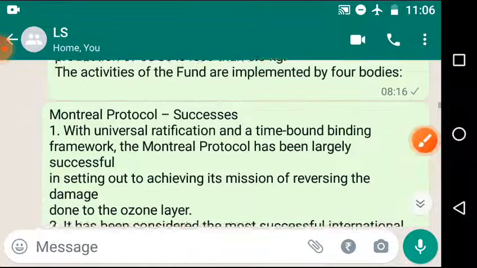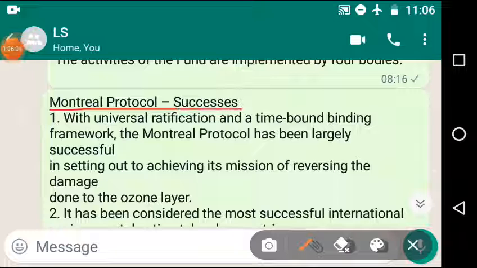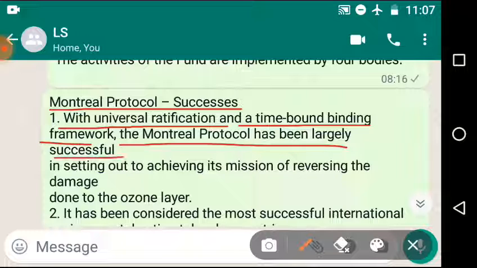Now the success of the Montreal Protocol is very high, because by 2012 it was mentioned that the ozone hole which was observed in the polar region has started to reduce, and is getting thicker, and that is the success of the Montreal Protocol, you can say. So with universal ratification and a time-bound binding framework, the Montreal Protocol has been largely successful in achieving its mission of reversing the damage done to the ozone layer.